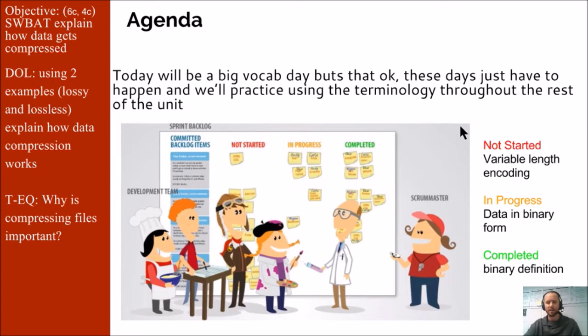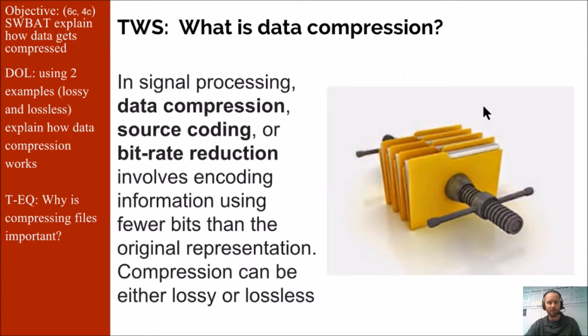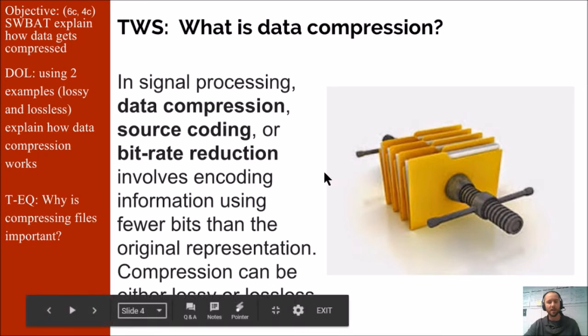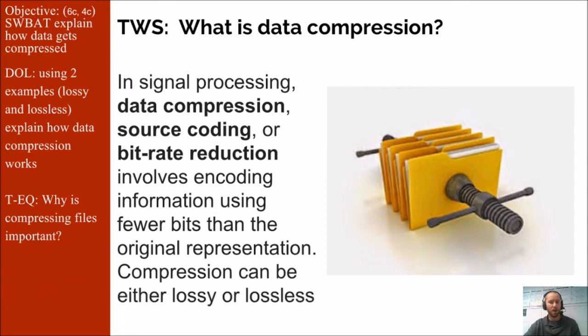What we've not started is variable length encoding. We haven't started anything about this idea yet. And currently in progress is the concept of data in binary form. So that's a work in progress right there. But what's completed is the definition of binary and the definition of Boolean. They're basically both the same definition, except binary could be something referring to an actual number system versus the idea of something just being true or false, on or off.